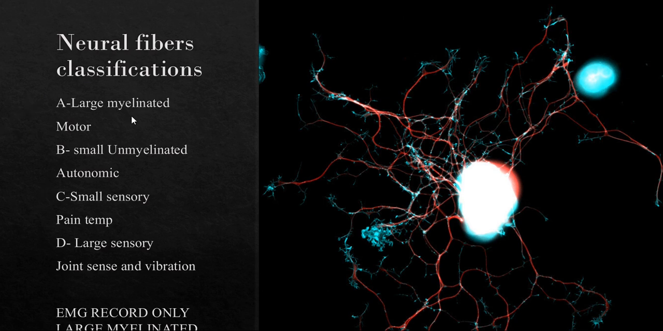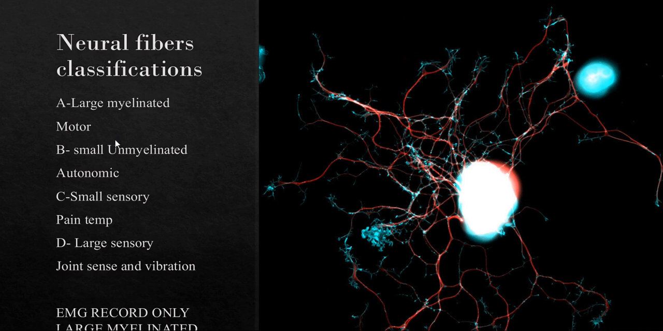All the motor fibers are large, and all the autonomic fibers are small, and the sensory fibers are in the middle. Some of them are large and some of them are small. The large sensory fibers are responsible for transmission of joint sense, vibration, and proprioception, and the small sensory fibers are responsible for transmission of pain and temperature. And as you know, the EMG can only record the fastest nerve fibers.